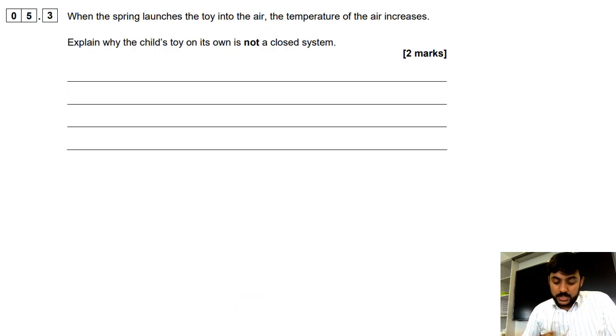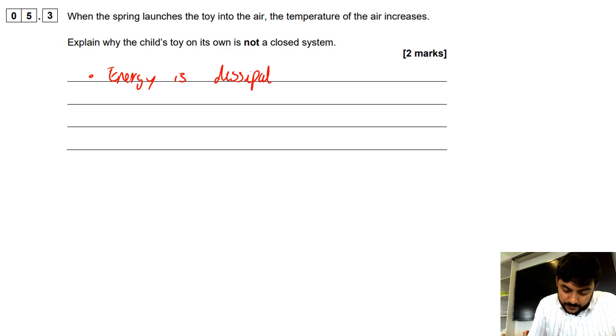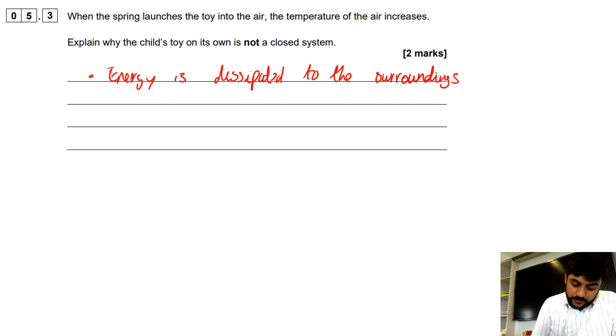When the spring launches the toy into the air, the temperature of the air increases. Explain why the child's toy is not a closed system. See, in a closed system, all of the energies can be accounted for, but in this case, energy is dissipated to the surroundings, obviously, or air.